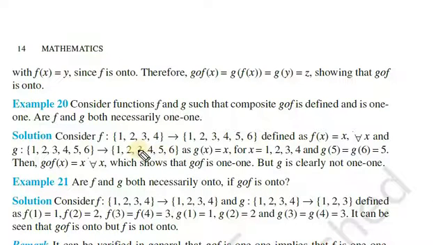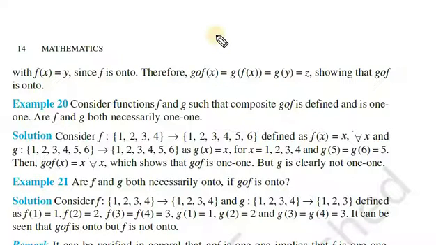Now you can go through a few examples again. Consider this composite function g of f. If this g of f is 1-1, then are f and g both necessarily 1-1? So this is the question.